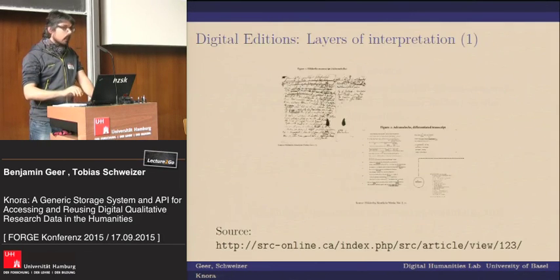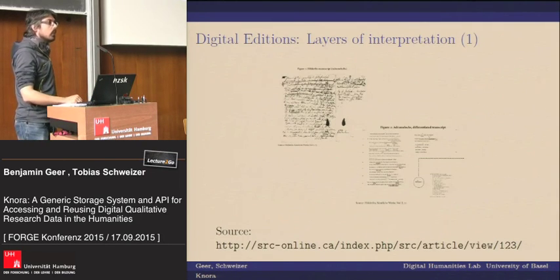So, to illustrate this, we took the example of an edition. The examples are taken from a printed edition, but the model is quite flexible. It's the critical edition made by Sattler about the works of Hölderlin. So you could think of it as an accumulation of layers of interpretation.